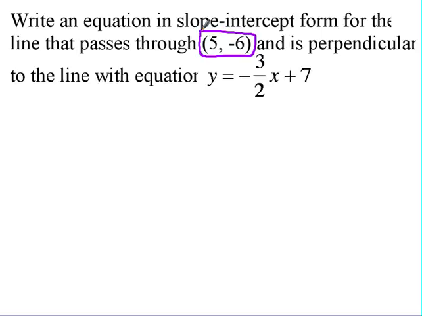So what is the slope of my given line here? -3/2. So I need to find the slope of the line that is perpendicular to that. So perpendicular lines have negative reciprocals. So what would the negative reciprocal be? 2/3. 2/3. So those are my two pieces of information that I'm going to use.